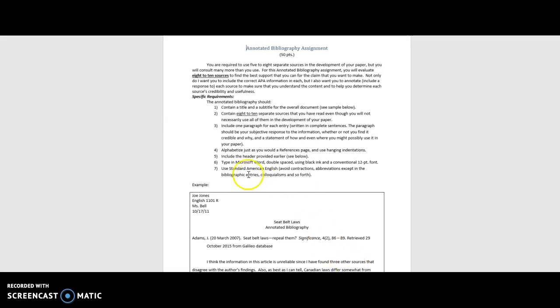But all right, here are the guidelines. You're required to use 5 to 8 or more sources in the development of your paper. More than 8 is fine. Fewer than 5 is not. But you should consult a lot more than you use. For this annotated bibliography assignment, you will evaluate 8 to 10 to find the best support that you can for the claim. And remember, claim is just another word for the thesis and argumentation that you want to make.